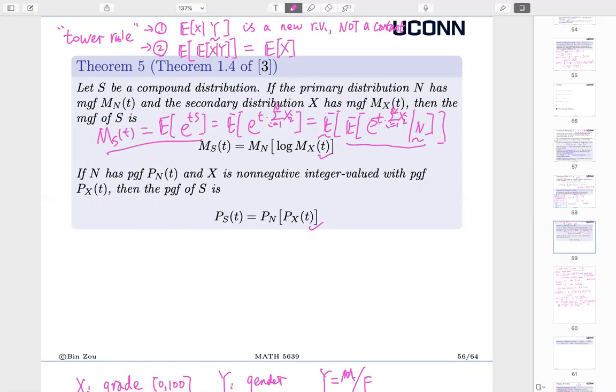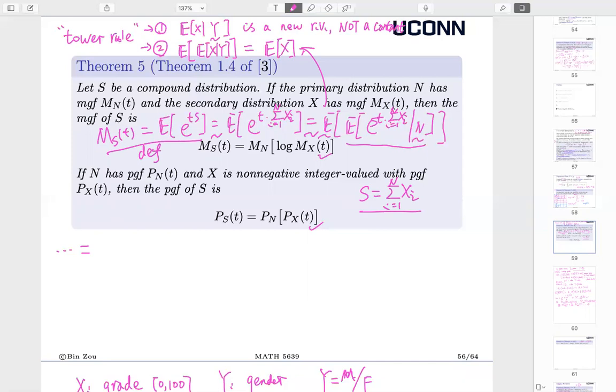This identity is by definition, by the definition of the moment generating function. The second identity is because of the definition of compound distribution, so that is the definition of S. Again, it is by definition. The third equality is by the tower rule. I condition on N. Now let's continue.